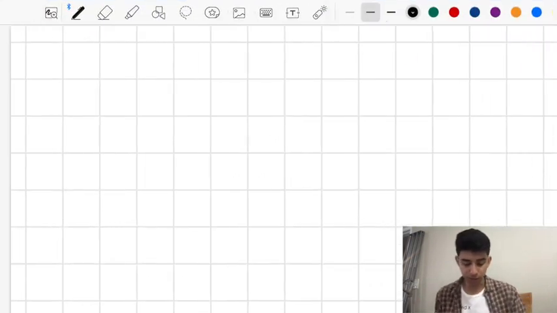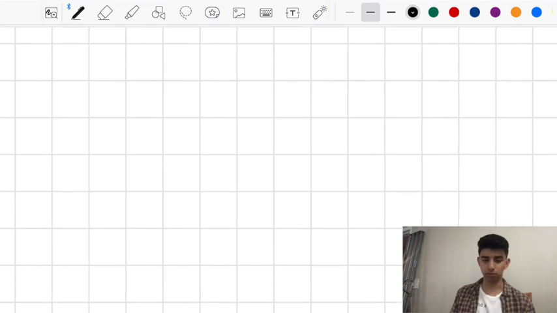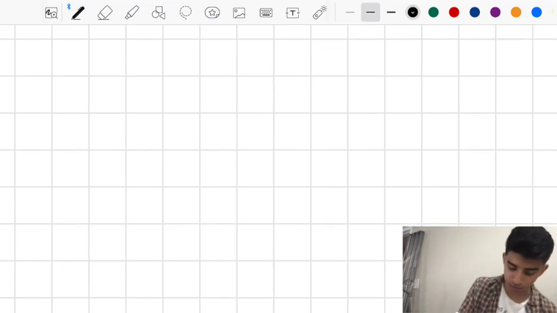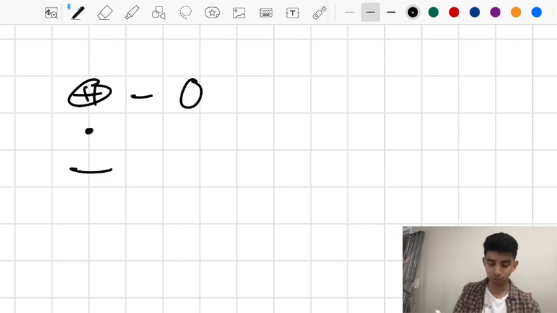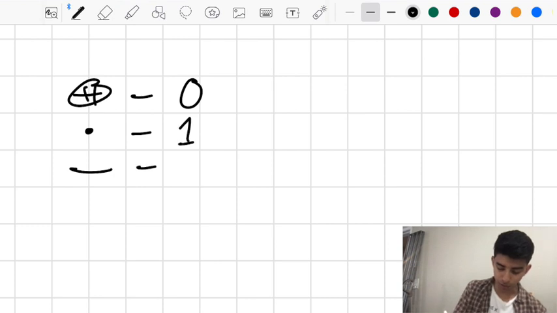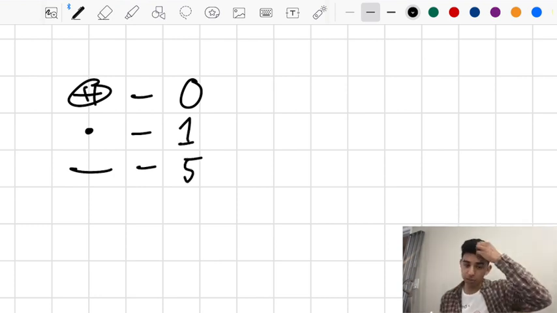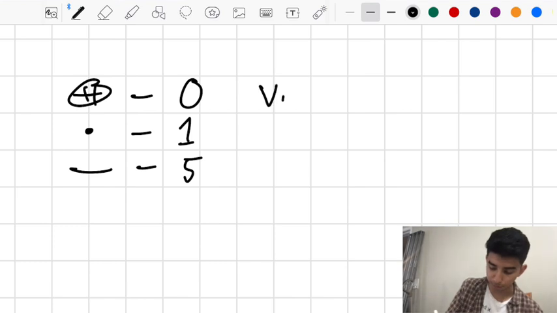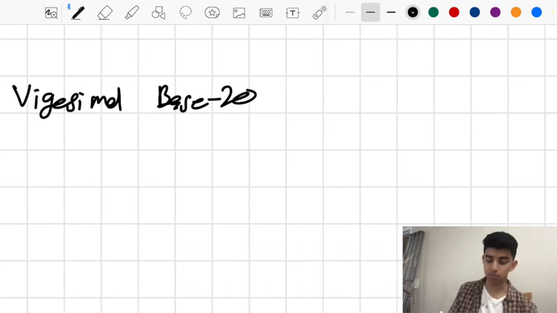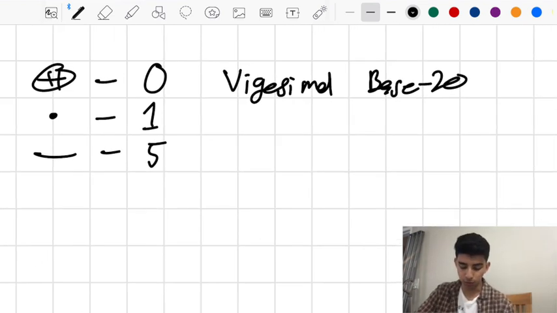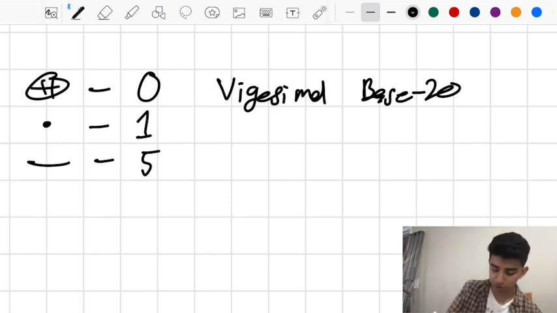So the enumeration system of the Mayans consisted of three symbols. We had the shell, the dot, and the bar. The shell was 0, the dot was 1, and the bar was 5. These three symbols were the basis for the Mayan vigesimal, or base 20 number system. So this base 20 number system was actually a vertical positional system.